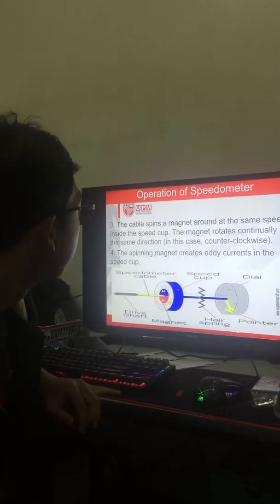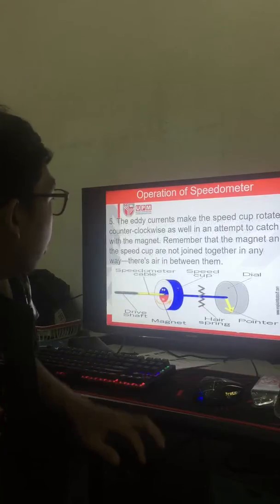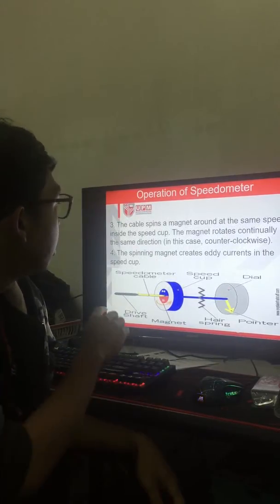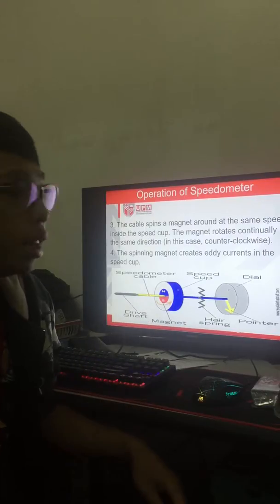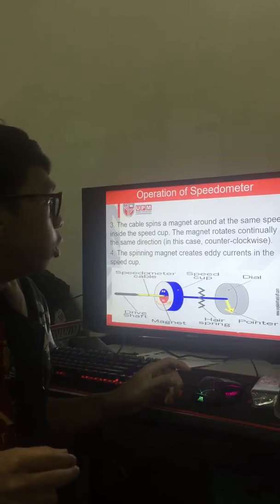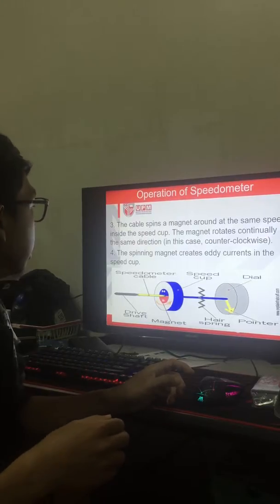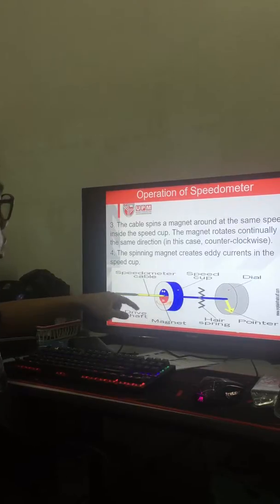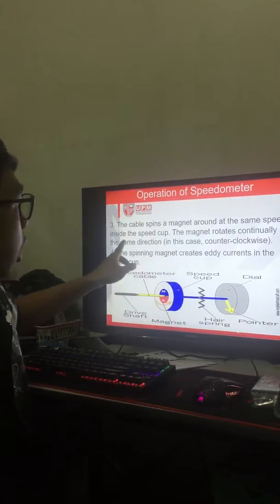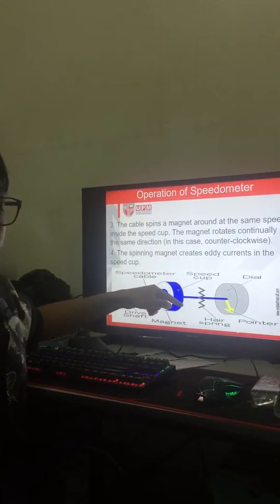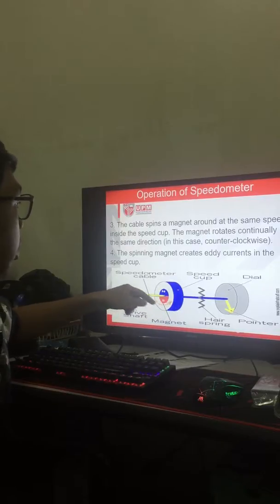Next, for the third part, the cable spins a magnet around at the same speed inside the speed cup. The magnet rotates continually in the same direction, in this case counterclockwise. So when the cable spins the magnet, the magnet will spin at the same speed as the speedometer cable.